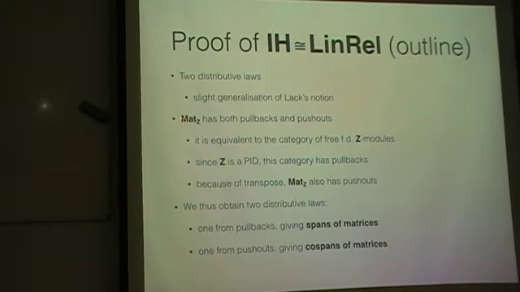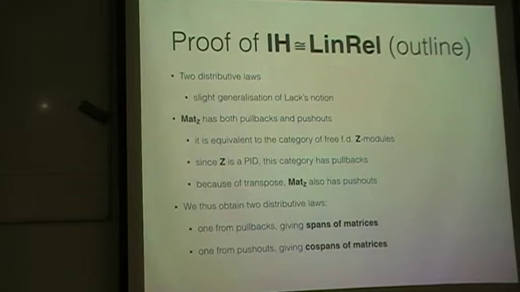This is due to a fact that we've already mentioned, that this category is equivalent to the category of free finite dimensional Z modules. And because Z, the integers, is a principal ideal domain, this category has pullbacks. This is a fairly standard, well-known result. And then, because this is a category of matrices, we have this transpose operation. So any limit we have, we also have the co-limit, because we just take the transpose of a matrix and turn everything around. If I have a universal property for limits, I just apply transpose everywhere, and now I have the co-limit.